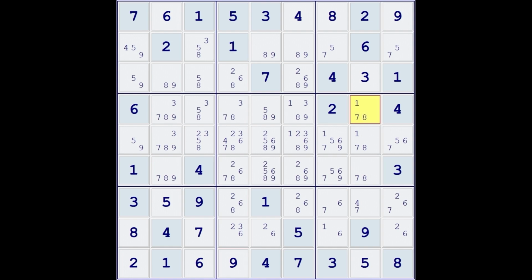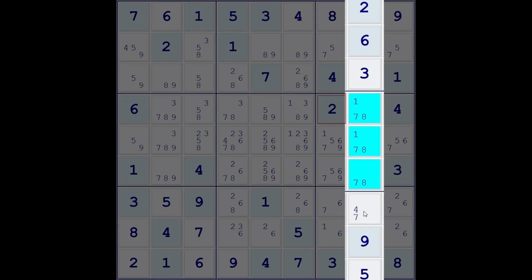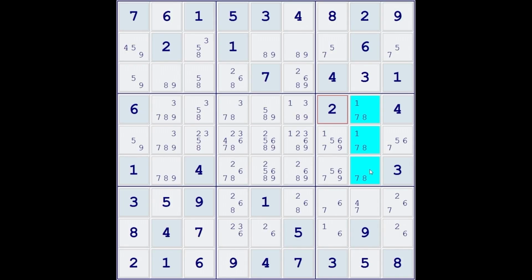Here we have a cell that has the candidates 1, 7, and 8. Here too, we have the candidates 1, 7, and 8. And here we have the candidates 7 and 8. These 3 cells belong to the same house, which in this case could be the same box or also the same column. In either case, these 3 cells, even though not all 3 of them have 3 candidates, if we combine them, would only have the candidates 1, 7, and 8. This is a naked triple.